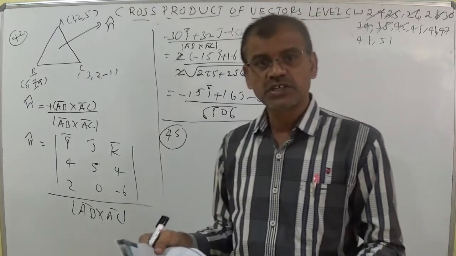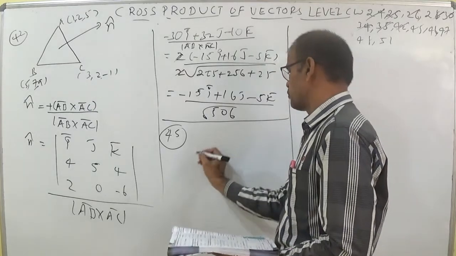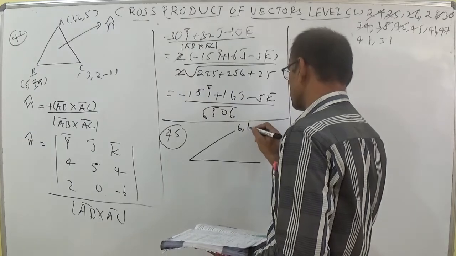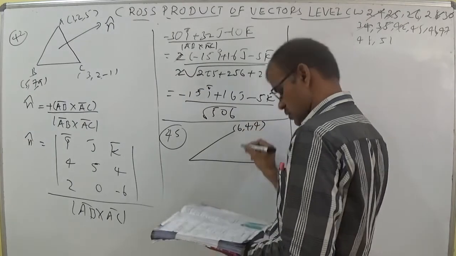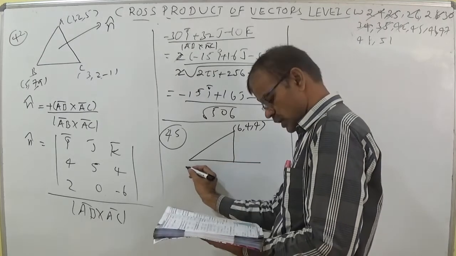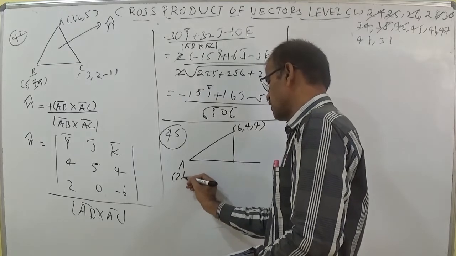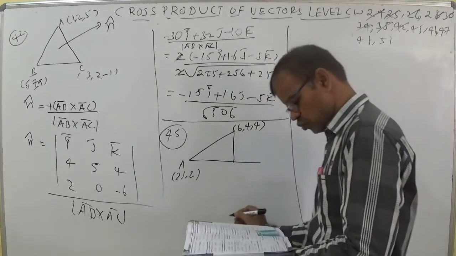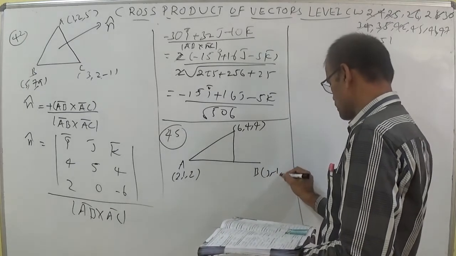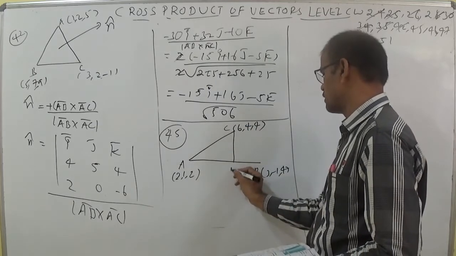45. The perpendicular distance of the point 6, 4, 4 to the line joining A, which he gave here as 2, 1, 2, and B, which he gave here as 3, minus 1, 4. Let the point be C and let the foot of the perpendicular be D.